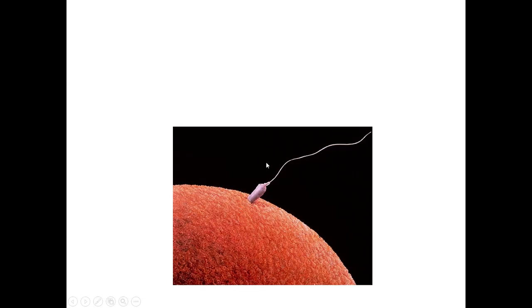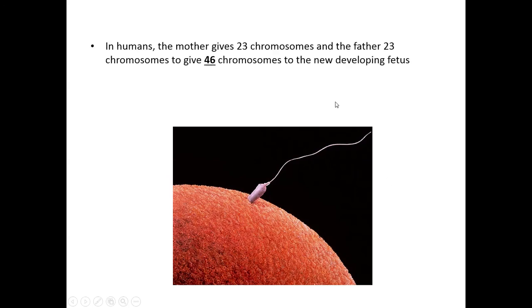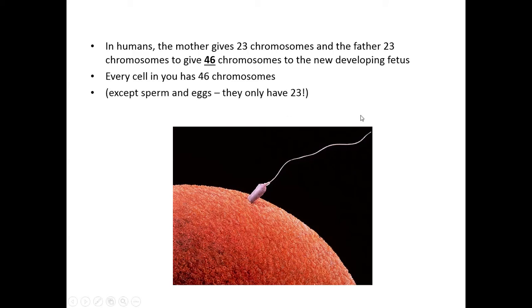So here we go. There's the egg, there's the sperm, there's our chromosomes going together. In humans, your mother gives you 23 chromosomes, and your father gives you 23 chromosomes to give you 46 chromosomes to develop the new fetus. There's 23 chromosomes in the egg, there's 23 chromosomes in the sperm. So that means every cell has 46 chromosomes. And there you go.